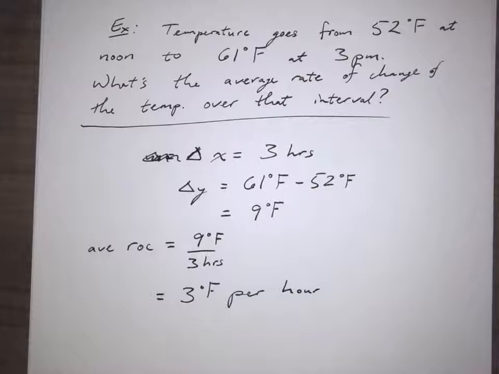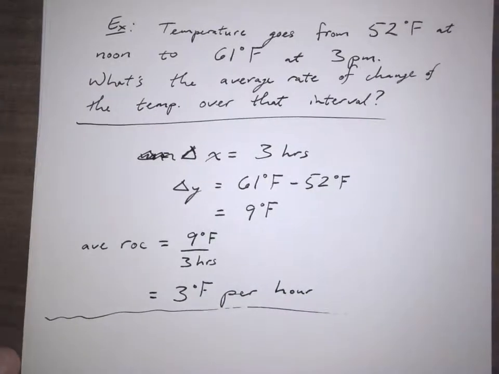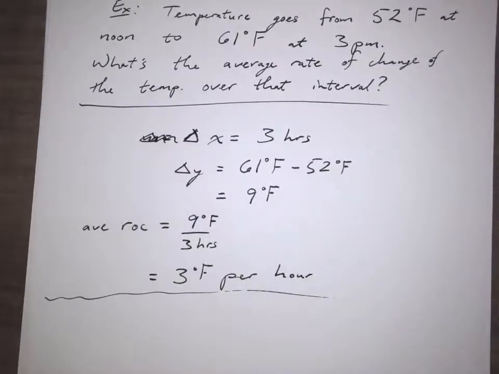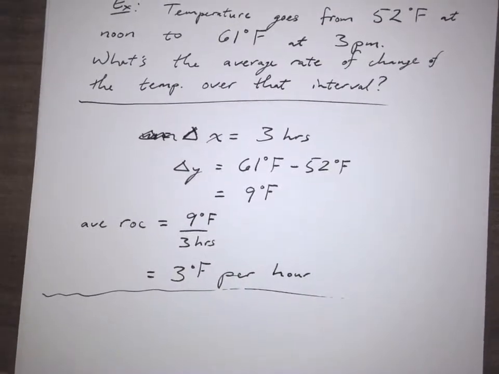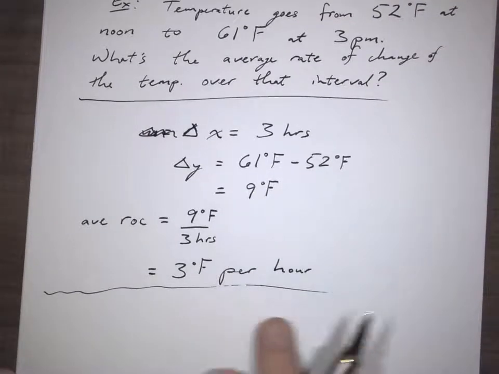So that's how rates of change get translated into real life situations. You're going to have an input, you're going to have an output, and they're both going to be changing, and the rate of change is going to be the rate that is output per input.